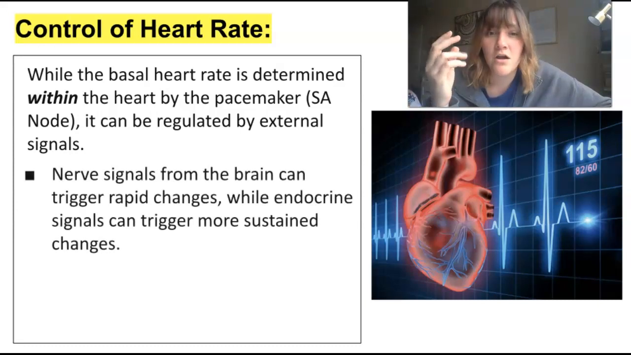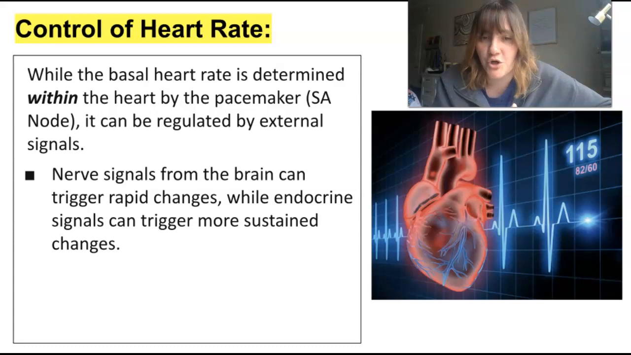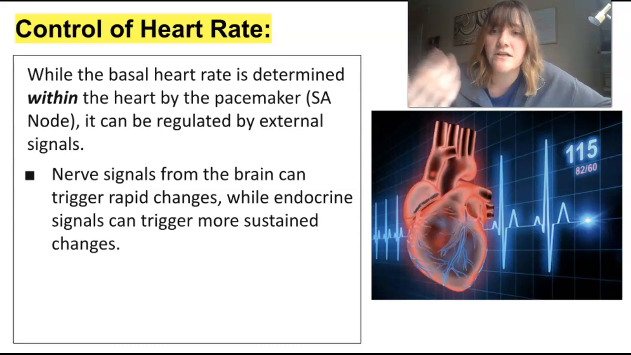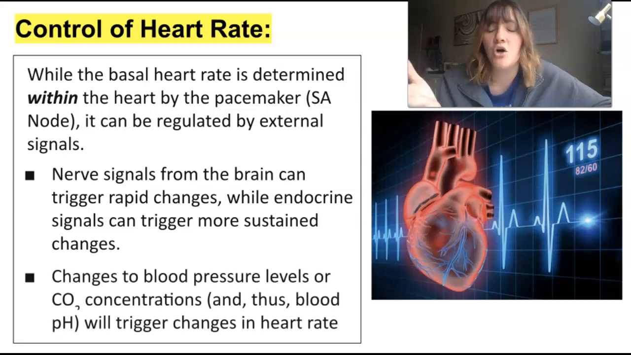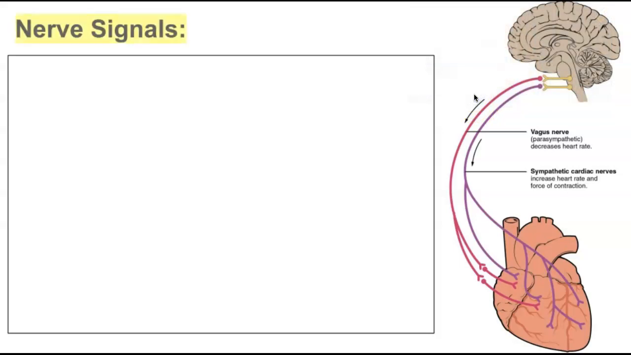So there are nerve signals from the brain that can trigger rapid changes. So we're going to learn about those. And there's also endocrine signals. Endocrine signals are things like hormones, and endocrine signals can cause more sustained changes in heartbeat. There's also, if you have changes to your blood pressure level, or if you have changes to the CO2 concentration in your blood, which therefore changes your blood pH, that might also cause changes in your heart rate. But let's go ahead and jump in.